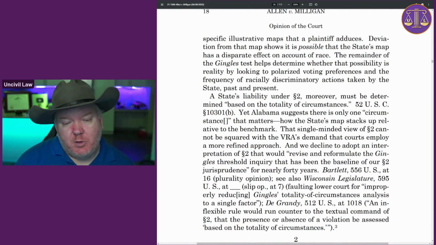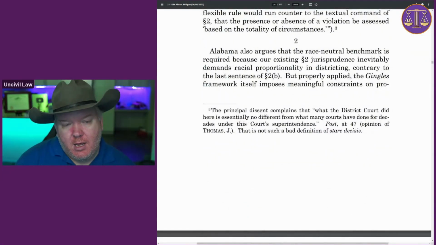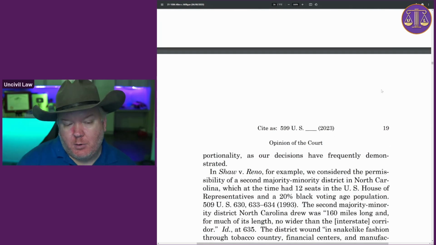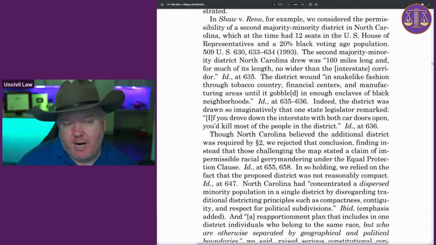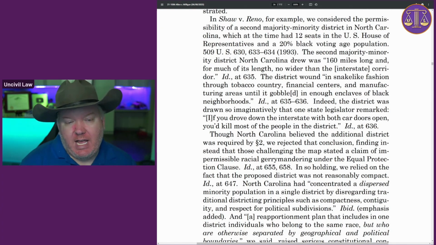A state's liability under Section 2, moreover, must be determined based on totality of circumstances. Alabama also argues that a race-neutral benchmark is required because our existing jurisprudence inevitably demands racial proportionality in districting, contrary to the last sentence of Section 2. But properly applied, the framework itself imposes meaningful constraints on proportionality, as our decisions have frequently demonstrated. In a prior case, for example, we considered the permissibility of a second majority minority district in North Carolina, which at the time had 12 seats in the U.S. House and 20% Black voting population. The second majority minority district in North Carolina was drawn 160 miles long and for much of its length no wider than an interstate corridor.